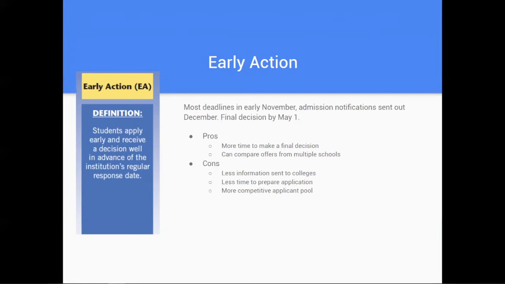The cons are that there's less information to send to colleges, so we wouldn't be sending first term grades until they come out. Oftentimes the application deadlines are before that, so we don't have senior year grades to send. And there's less time to actually prepare the application. Senior year happens very quickly in that fall. The deadlines come right up. So for some students, it creates a decent amount of stress if they haven't done some work over the summer.